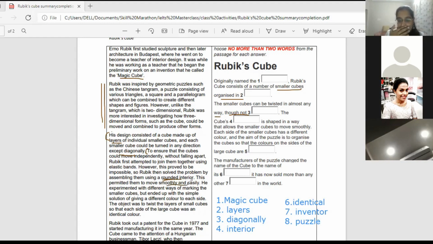Now, why is the answer not rounded interior? Look at the sentence. The cube's interior is shaped in a way. Grammatically, if I say rounded interior, I wouldn't have to write the phrase shaped in a way.